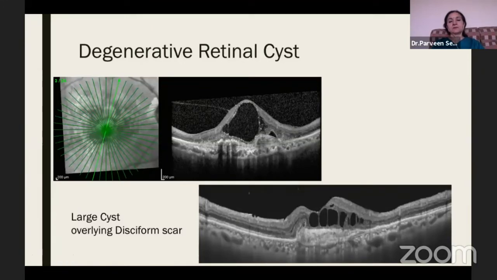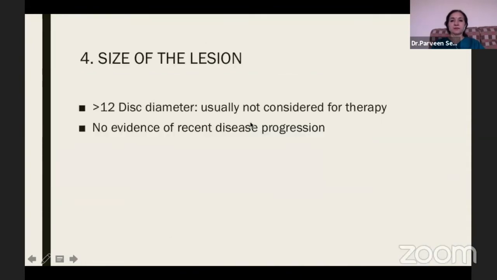Just a thing to remember, sometimes you can have these large cysts which can be present over these disciform scars. So these large cysts, vis-a-vis IRF, which are small tiny cysts within the inner retina, may not always represent activity, and these could be signs of a degenerative retinal cyst. Fourth point, look at the size of the lesion. If it's a very large lesion, more than 12 disc diameters, think about therapy, because it's a long-term therapy.